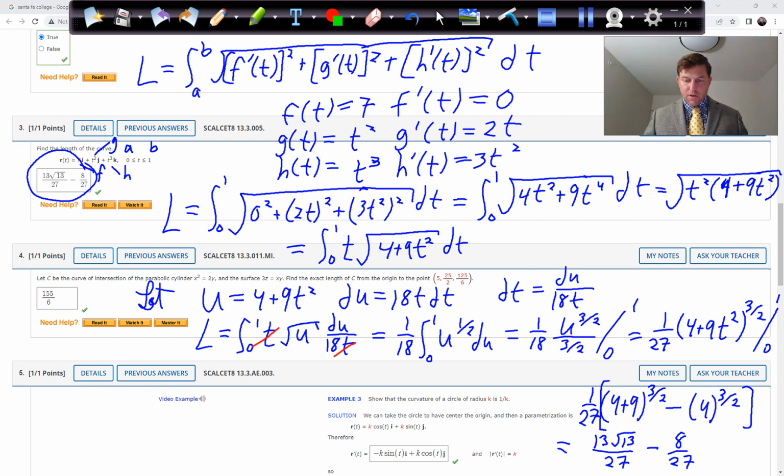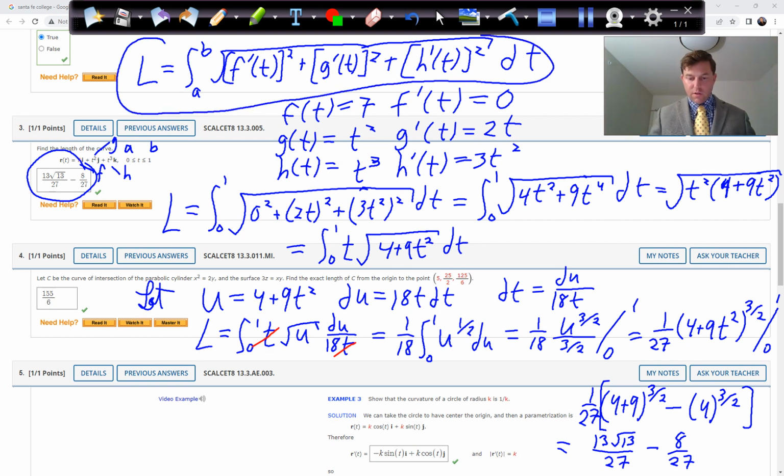So nothing overly, I mean, it's just derivatives and squaring them and antiderivatives. This is all Calc 1 stuff. So we're just plugging it into the only new thing, which is this formula here. So this length formula has to deal with these vector equations.